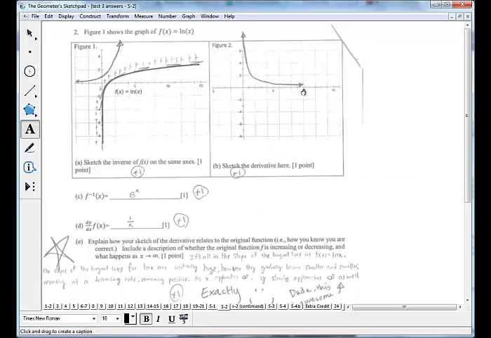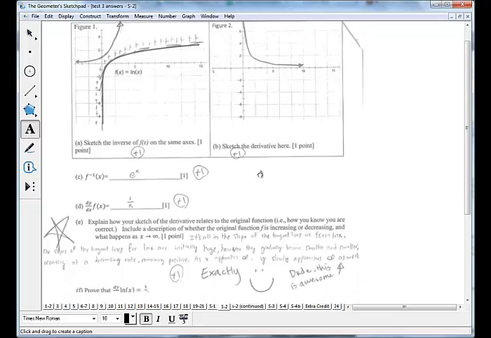So the derivative looks like this, and we know that the derivative of ln of x is 1 over x. Let me just read to you what the person wrote. How do you know that the sketch of your derivative function is correct? Include a description of whether the original function f is increasing or decreasing and what happens as x approaches infinity.